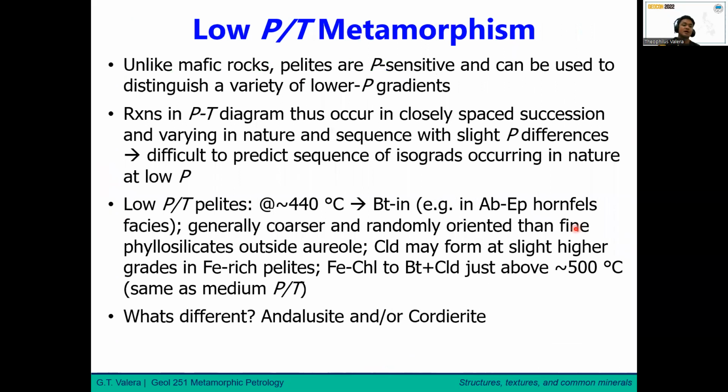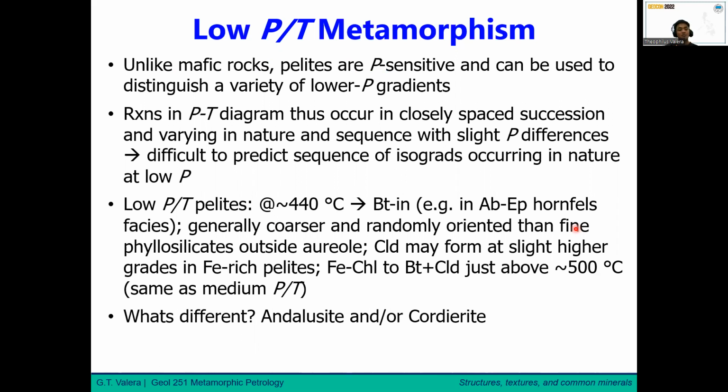Okay? How about low pressure temperature metamorphism? So, hindi na natin ulitin lahat, pero just the important reactions. So, unlike mafic rocks, pelites, as we've discussed, are pressure sensitive and can be used to distinguish a variety of lower pressure gradients. Reactions in the PT diagram thus occur in closely spaced succession and vary in nature and sequence with slight pressure differences. It's therefore difficult to predict the sequence of isograds occurring in nature at lower pressures.